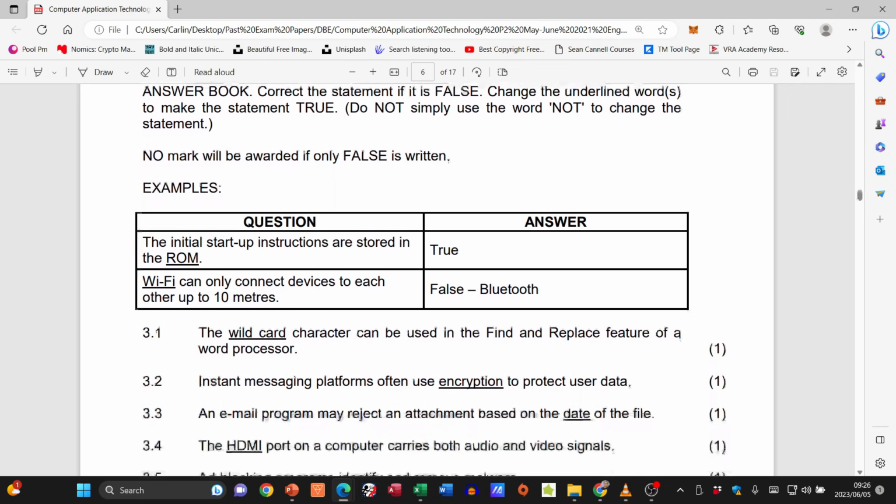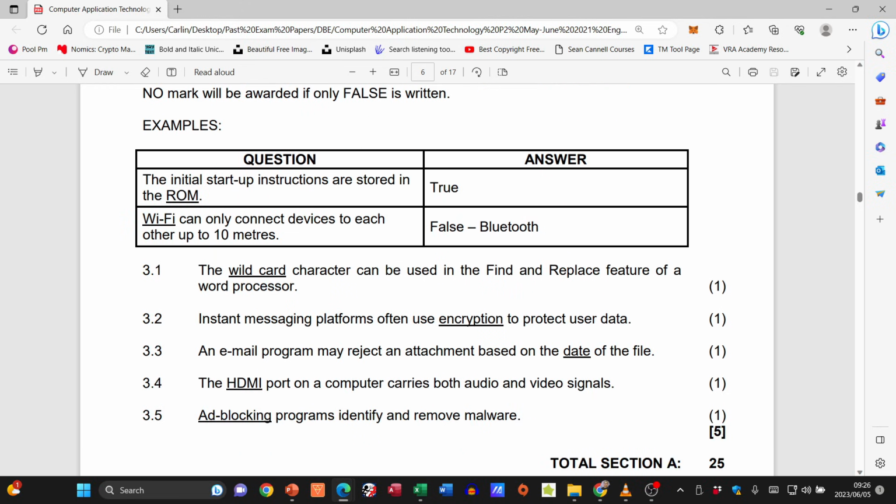So in this case, they give you, as they always will, an example. Here they tell you the question, the initial startup instructions are stored in the ROM. If that is true, you just say true. However, look at what happens when it's false. Wi-Fi can only connect devices to each other up to 10 meters. That is false. And then you need to replace the underlined word. So let's go and do these 5. The wildcard, so that's the one that we might have to change. The wildcard character can be used in the find and replace feature of a word processor. But we're not going to change anything because that is true.